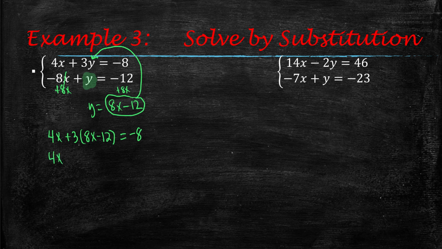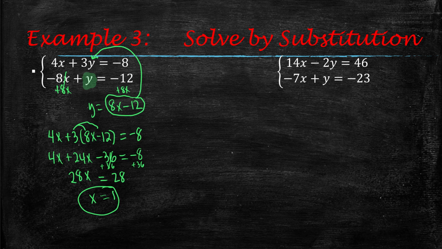So 4x, 3 gets distributed, so plus 24x minus 36. And that equals negative 8. Combine like terms, 28x. Let's go ahead and add the 36 over to the other side. So that gives you 28 on the other side, so x is equal to 1. Now, once you have your x value, go ahead and substitute it in to this equation right here.